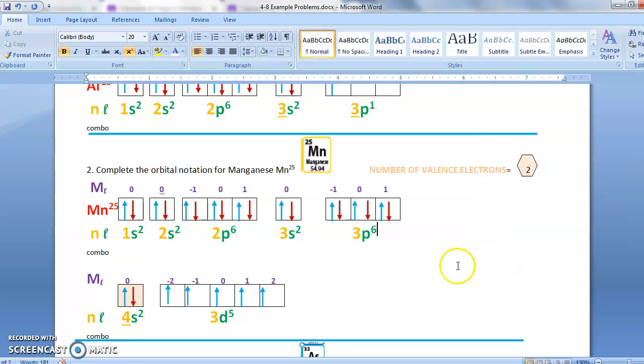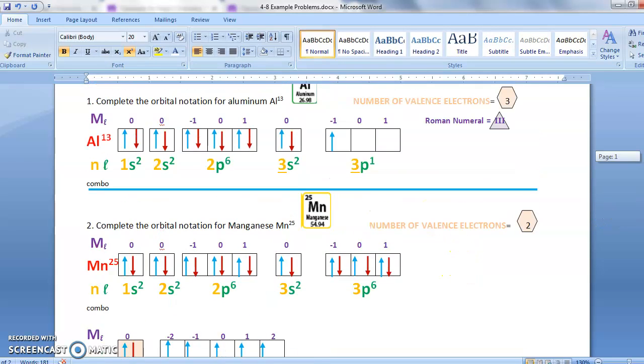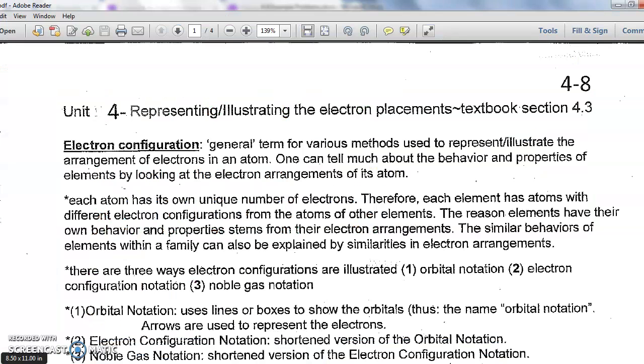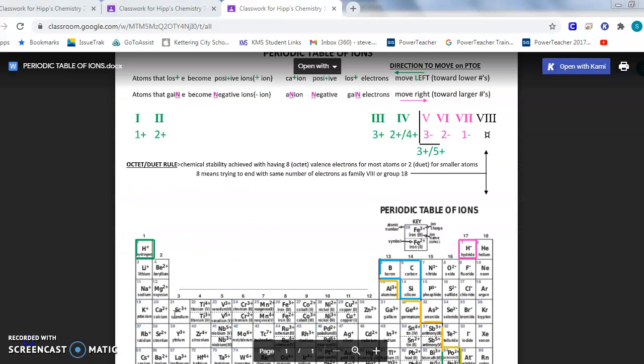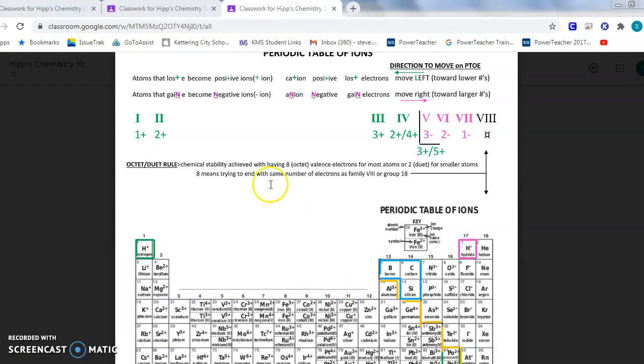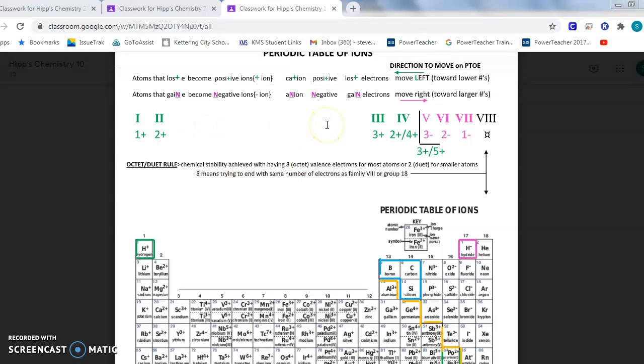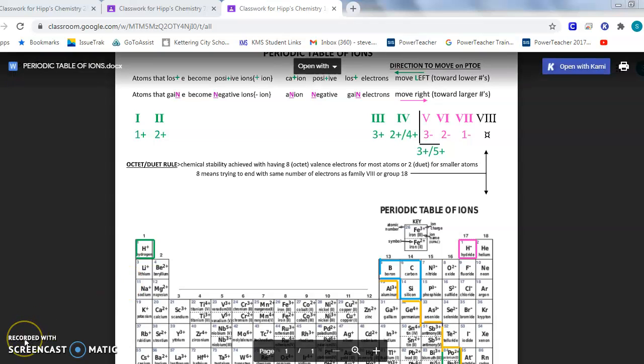There we go. Notice they didn't ask us for Roman numerals on this one. Wonder why that is? Well, for right now, if we're looking at the periodic table of ions, there are no Roman numerals above these. So they didn't ask for them because the periodic table that we were given here does not have those. We'll talk later on this year in an upcoming unit about why that is and what the Roman numerals are and what they mean.